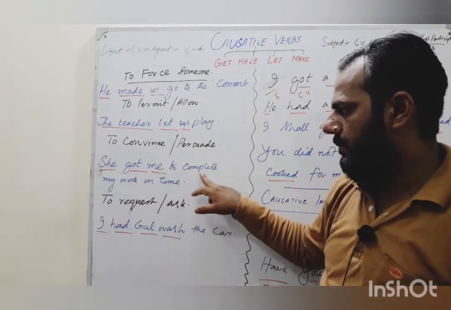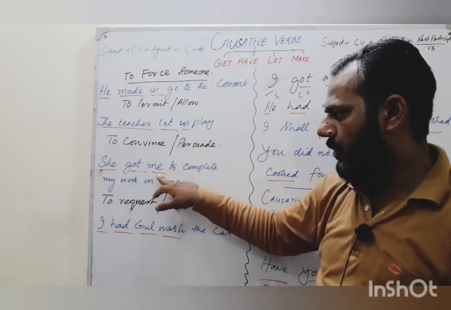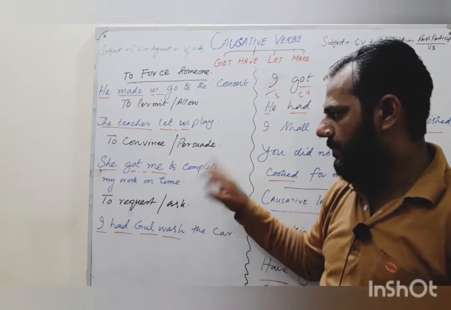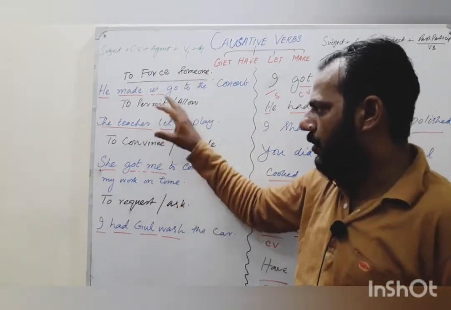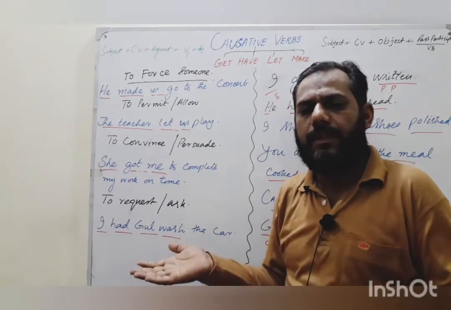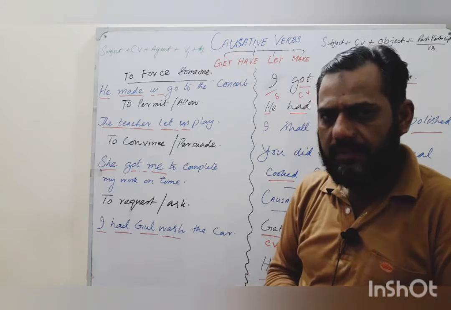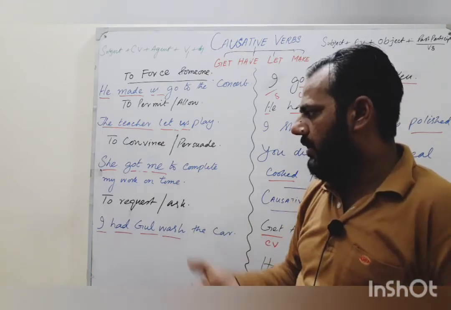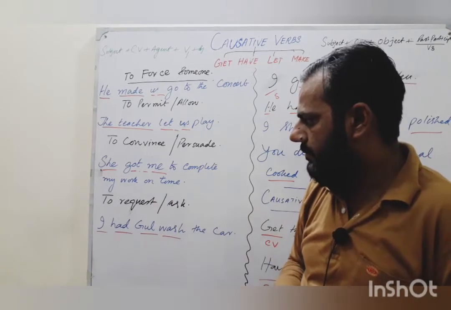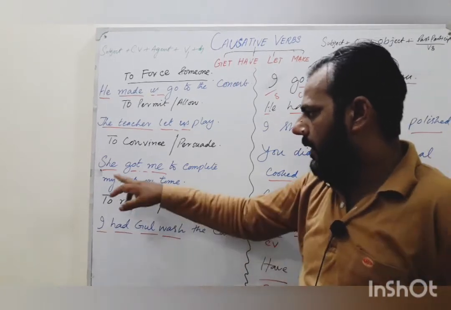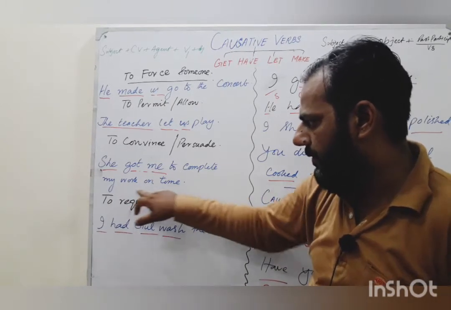She got me to complete. She got me. Got is the second form of get, and me is an object, followed by "to complete." Do you see that in all the sentences I have used an objective pronoun? You can use a noun as well. You can say, she got her friend to complete her work, she got her mother to complete my work on time. So the objective pronoun depends on that. She got me to complete my work on time.